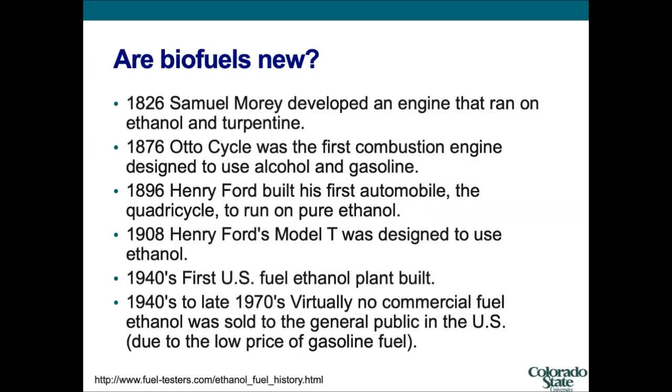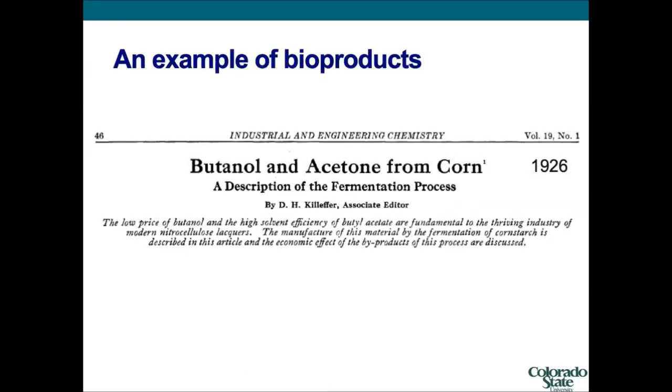And it wasn't just those fuels. This is a review article, not an original research article, but a review article from 1926 about making acetone and butanol. And the reason this got to be a thing was during the First World War, the Germans and their allies captured the rubber plantations in Africa, and we needed butanol to make butyl rubber tires. And so we figured out how to make it by fermentation. So that was a bio-based material design. So we've been doing this for a while.